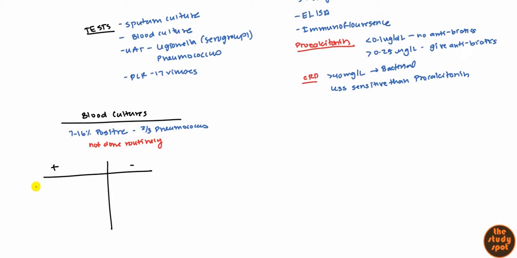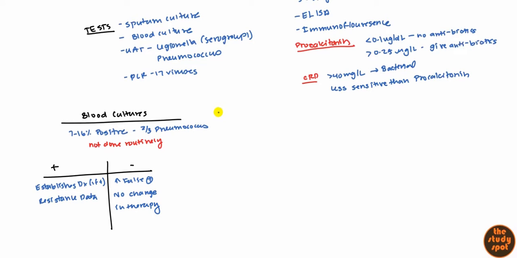So what are the pros and cons? The pro is it can establish a diagnosis if it's positive, and it gives you resistance data. So after you culture it, you can see which type of bacteria it's sensitive to and which type it's resistant to. However, the con is that it has a very high false positive rate, because you might get some other bacteria in the blood that doesn't necessarily come from the lungs, and it doesn't change the way you would treat the patient.